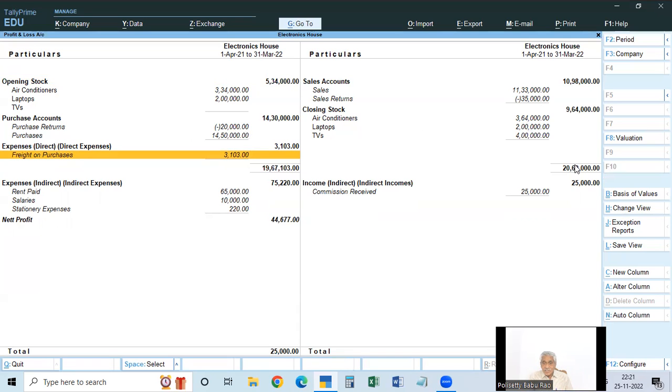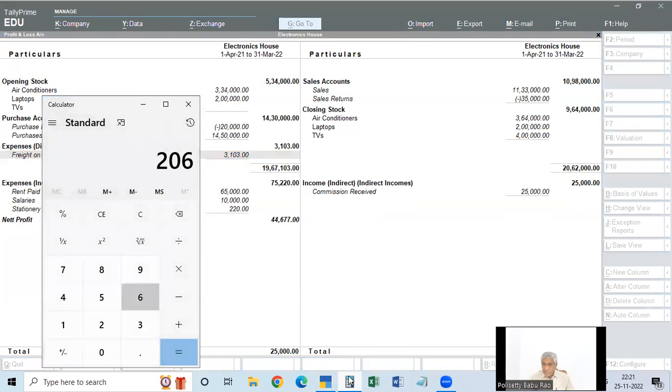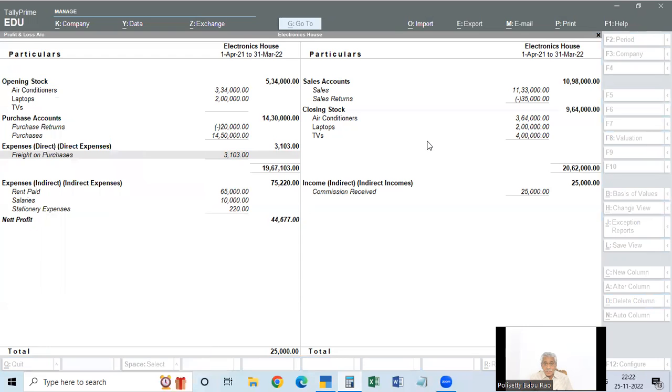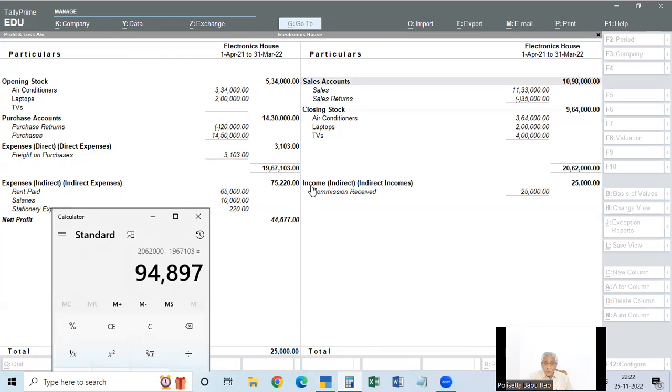Okay, so like this we have to take the difference. 20 lakhs 62,000 minus 19 lakhs 67,103. See here, 94,897 is the gross profit, because the credit side is more. That is why it is called gross profit. So you can take the gross profit to the second part and continue with the gross profit.